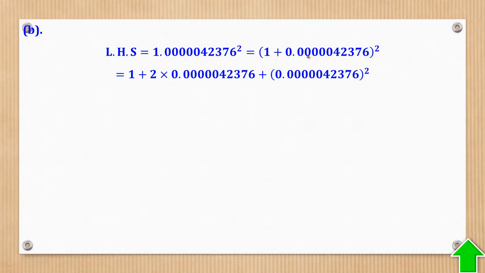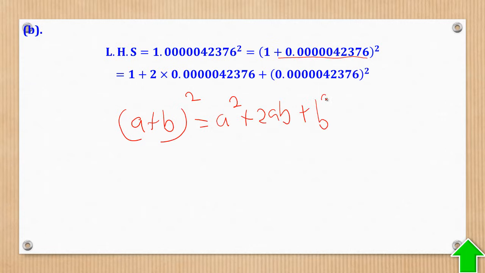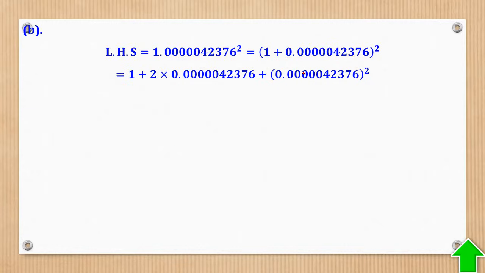And when I expand this using the identity, I think remember the identity a plus b squared is equal to a squared plus 2ab, which is the middle term, plus b squared. So our a is 1. So a squared is here, 1. Then 2ab, 2 times 1 times this gives you this. Then plus this squared, like that. Okay.